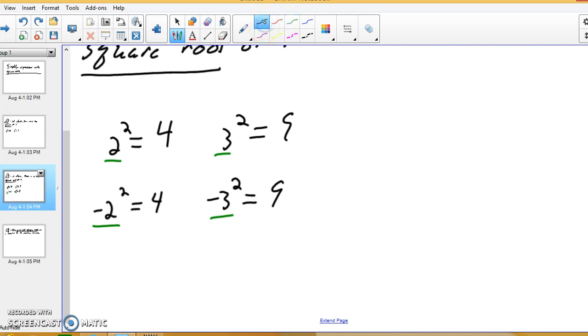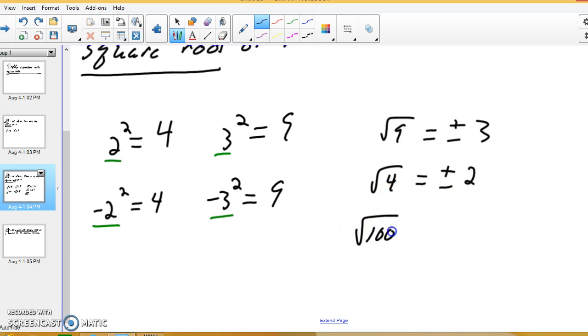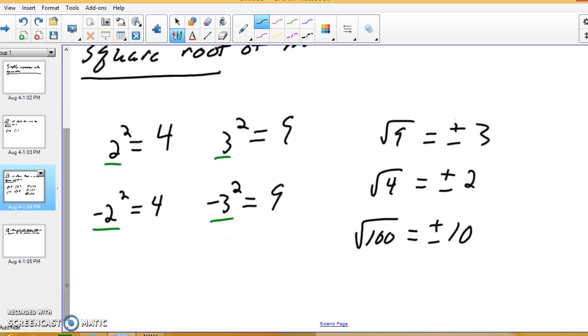So every number that has a square root has 2 square roots, the positive version and the negative version. We denote these as the square root of 9 is equal to positive and negative 3. The square root of 4 is equal to positive and negative 2. The square root of 100 is equal to positive and negative 10. So that is just something to note, that every number that has square roots has 2 square roots, the positive and the negative version.